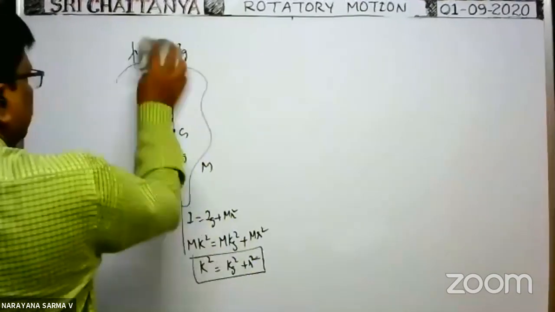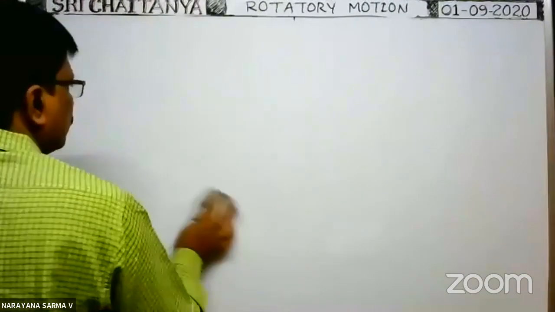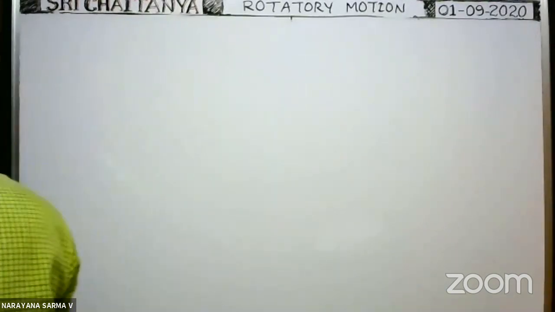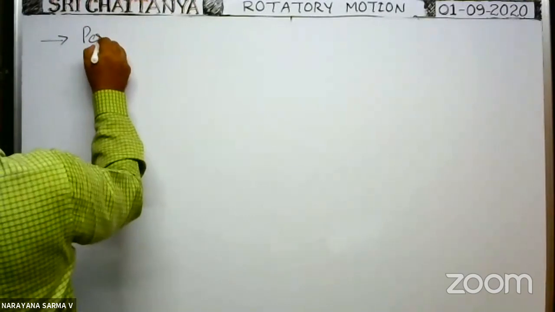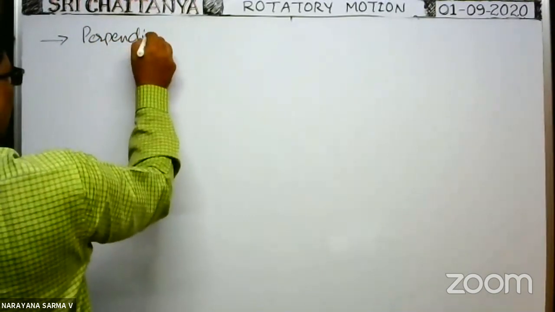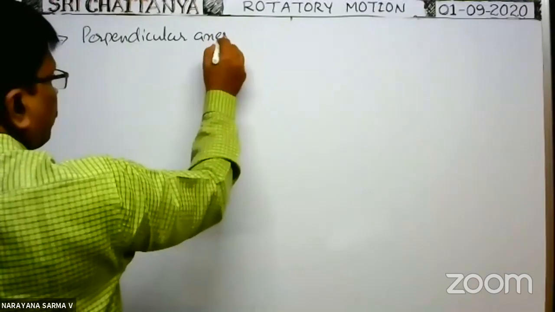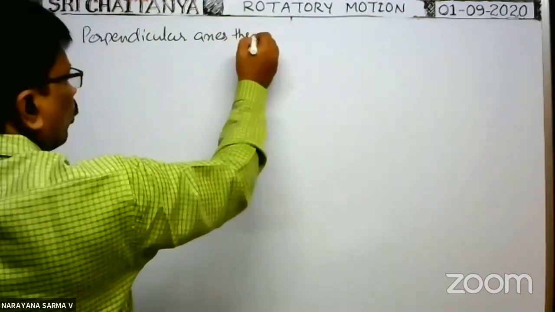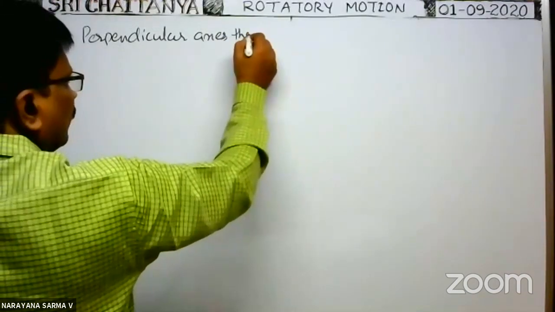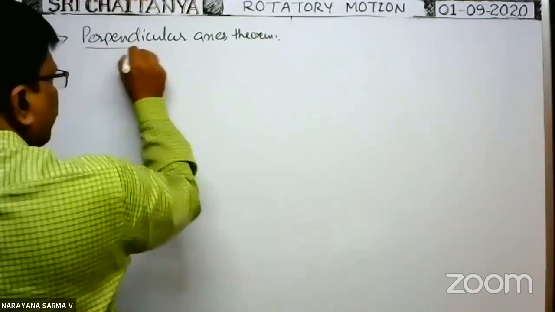Perpendicular axis theorem. It is plural, perpendicular axes, parallel axis theorem, because more than one axis is there, that's why it is called the axis theorem. Perpendicular axis theorem.